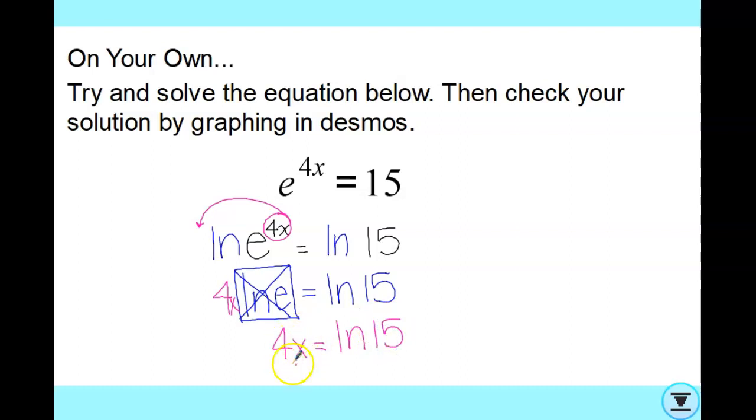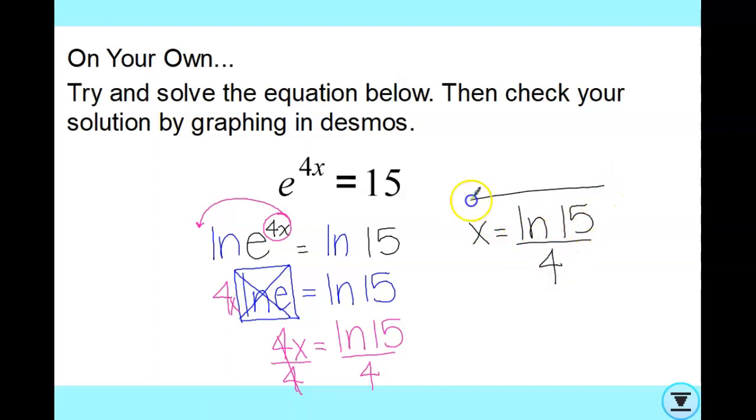And all we want to do is solve for x. We want to get that by itself. So we're going to divide by 4 on both sides. Those two cancel. And so x is equal to ln of 15 divided by 4.